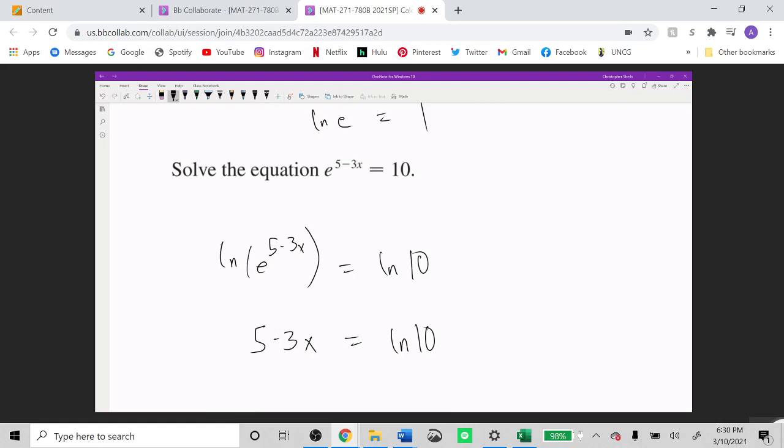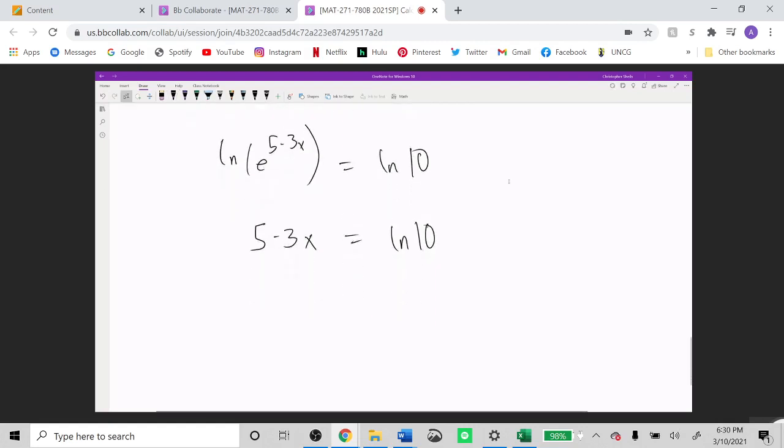And now this is pretty straightforward to solve. This is just an algebra problem, right? We can, I don't know, what's the best way to do this? Maybe add 3x to both sides, subtract natural log of 10 from both sides. We end up with 3x equals 5 minus natural log of 10.